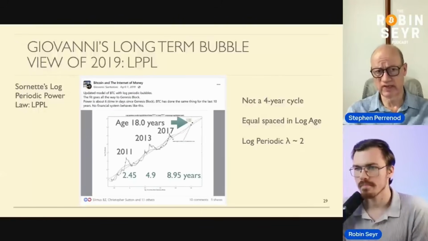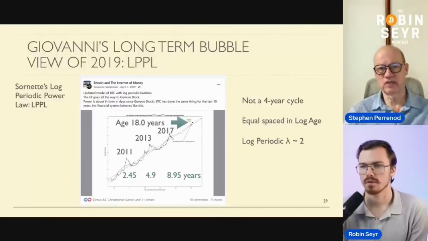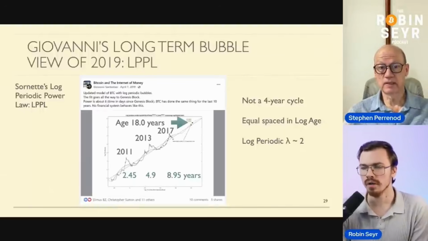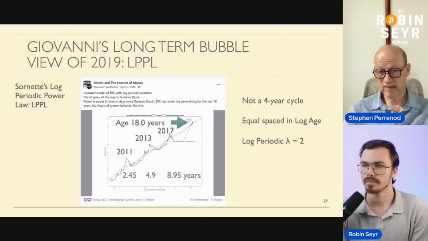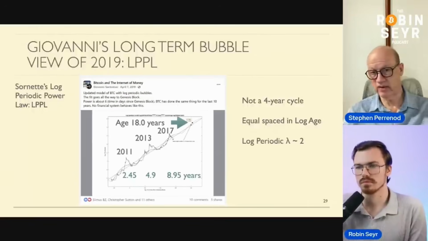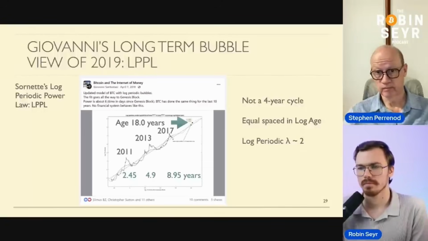But there is a version of it that uses fewer parameters. And I think his fit used probably fewer parameters. But what he did was he was able to roughly fit the cycles for the 2011, 2013, 2017 bubble. And because it was log periodic, he predicted that there would not be another bubble until age 18. So the first 2011 bubble is age 2.5. The 2013 bubble is age almost 5. The 2017 bubble is 9. You can see they're stretching out in time, roughly doubling. And so the next one was going to be at 18 years.